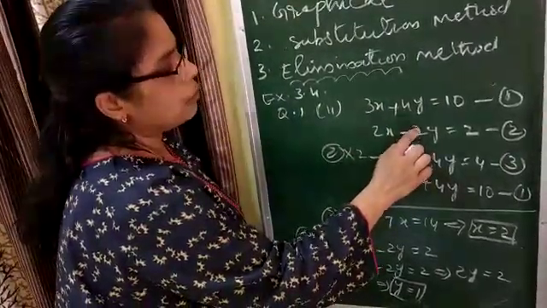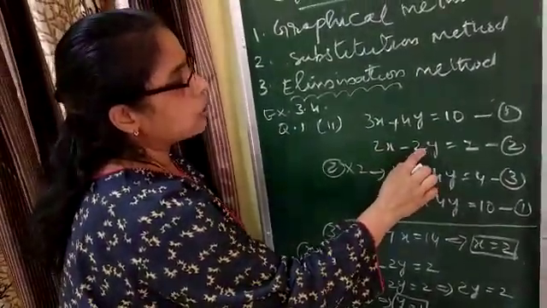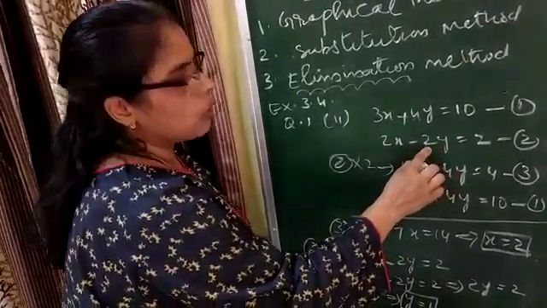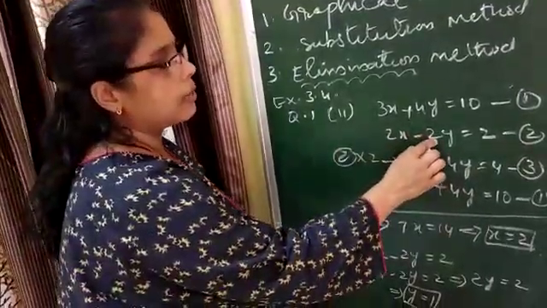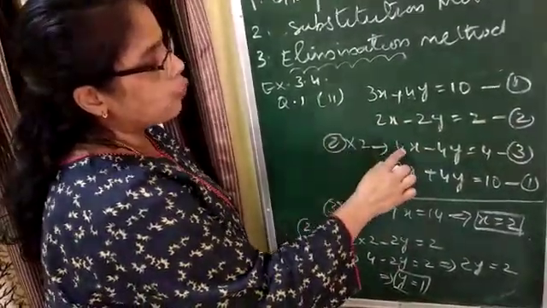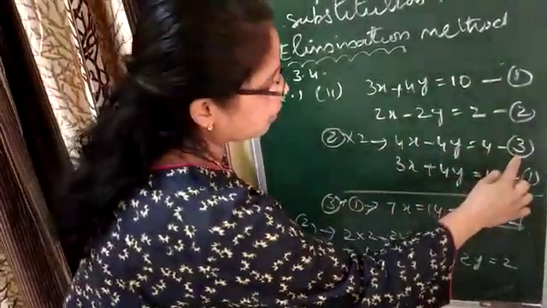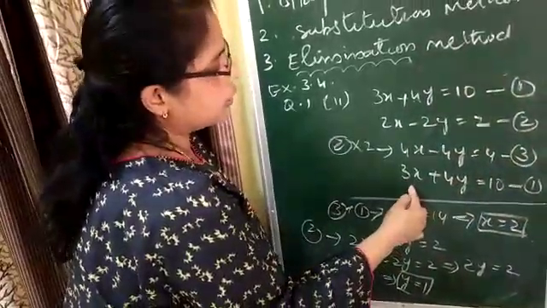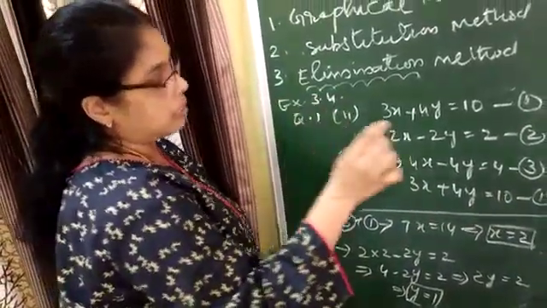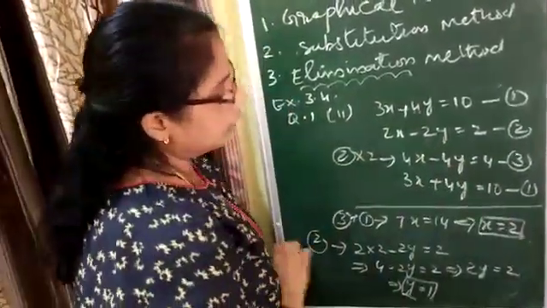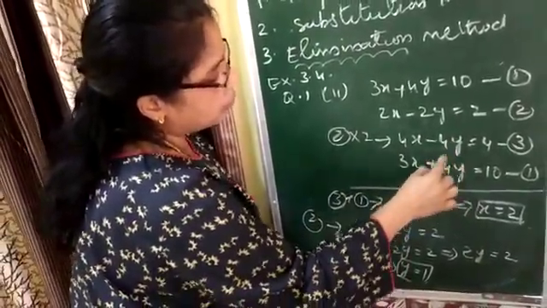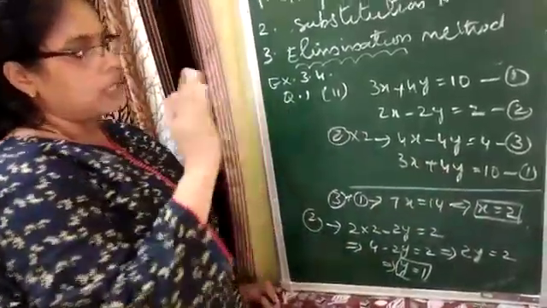In order to eliminate y, I have to convert the coefficient of the variable y to 4 in the place of 2. We will get 4 from 2 by multiplying by 2. That is why I am multiplying equation 2 by 2. That means 4x minus 4y equal to 4. That is equation 3. Again, just write the equation first, just below equation 3, for reducing mistakes. That is 3x plus 4y equal to 10. Now see, here we have converted the coefficient of variable y in both equations as 4.